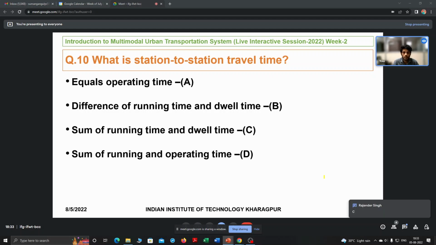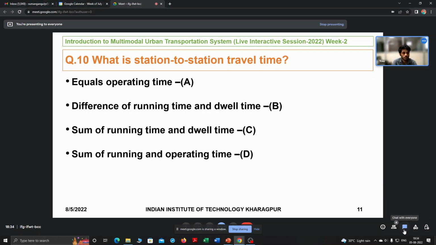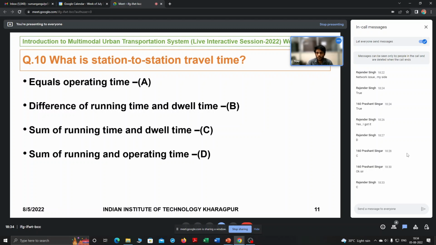C, you are saying. Okay. Then also Prashant. So what Rajendra is saying, it is the sum of running time plus dwell time. Okay. So then Prashant also. You can also take a guess. No issues.